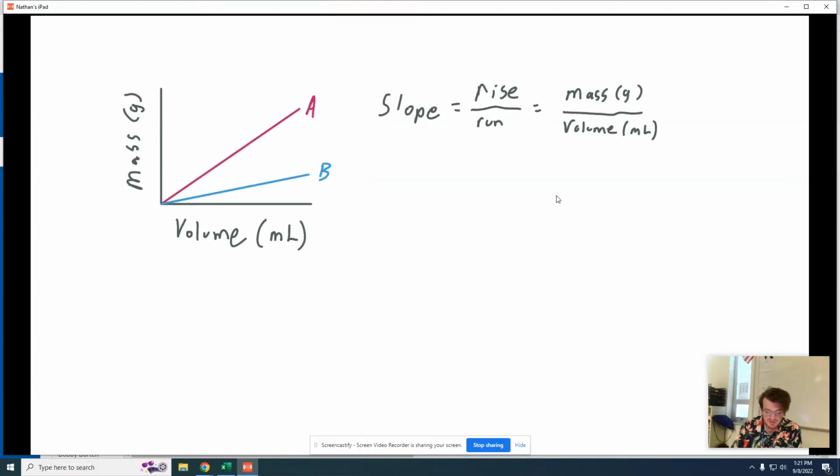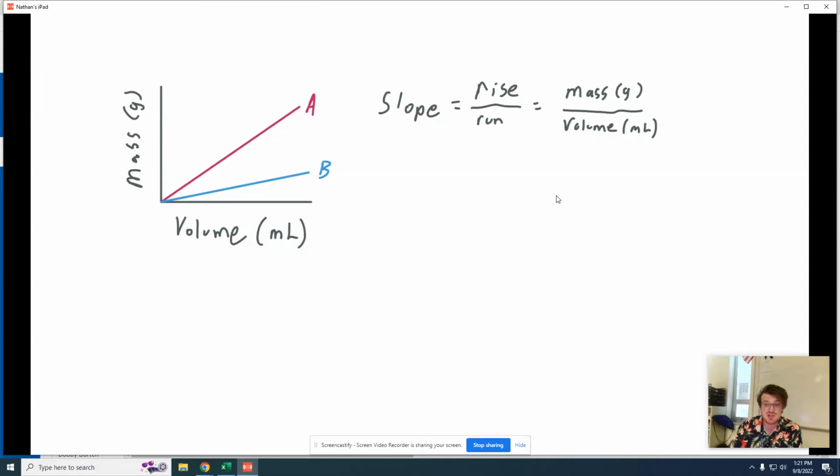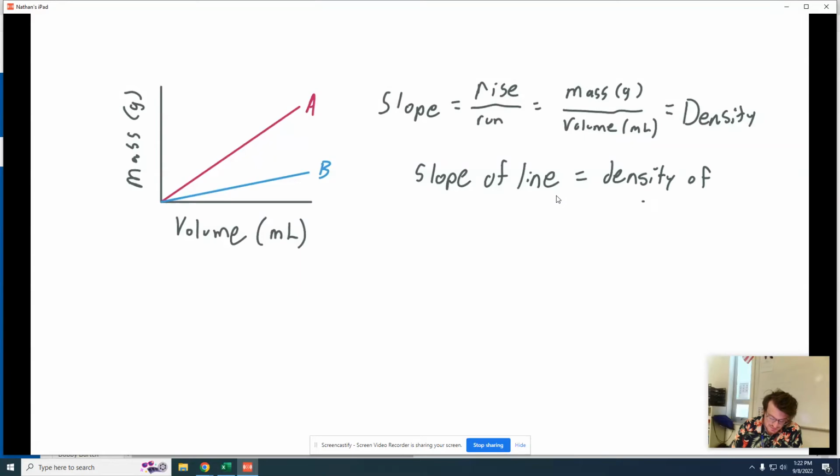And this is significant for us because it gives us a little bit more information about what our slope is. When we take our mass and divide by our volume, we're figuring out how much mass is in any given area of volume. And that is a key idea because that is our density. So what we see when we write all this out, and this is the big takeaway from our lab, is that the slope of the line is going to equal the density of our object.